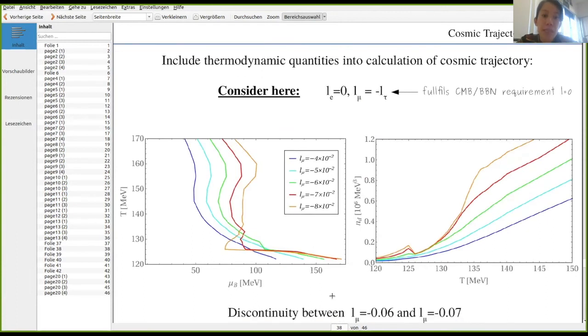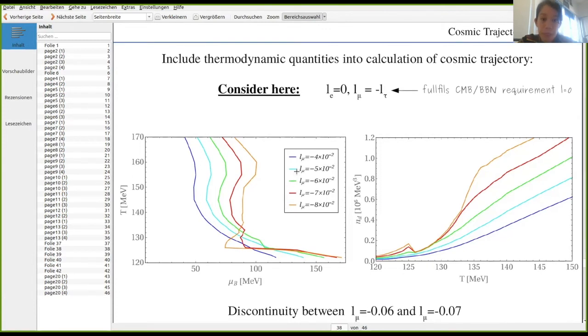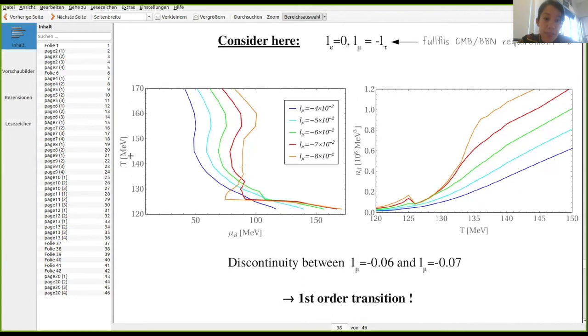So we used these thermodynamic quantities derived from the Dyson-Schwinger equations and implemented them into our calculation of the cosmic trajectory. I'm showing you the cosmic trajectory for one specific case here. So L_e is equal to 0 in that scenario, and L_mu and L_tau have opposite sign, such that the CMB and BBN requirements are always fulfilled. In this plot, you see the cosmic trajectories in T and mu_B for increasing absolute values of the lepton flavor asymmetry. And you see that somewhere between the green and the red curve, suddenly this kink appears.